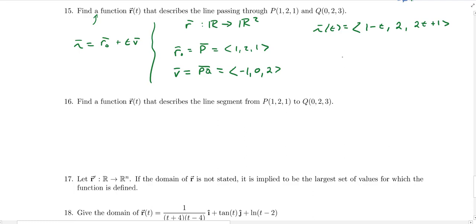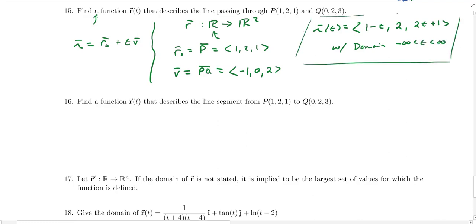So there it is. But folks, because we want to describe this line, and we said we're doing this for all real numbers, we do need to make sure that we give the domain. So with the domain, negative infinity less than t less than infinity, and there we have a function that describes that line.